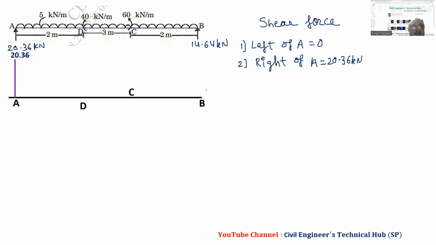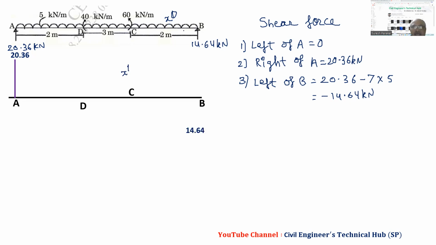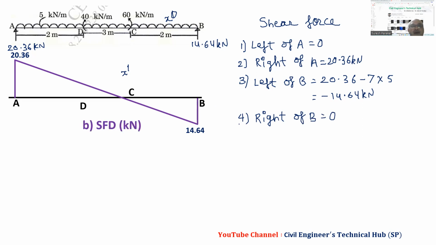So we have 20.36 kilonewtons. And then directly we have left of B, because we are not going to find it at the point of couples, since moments are not considered. Therefore we have directly left of B: 20.36 minus 7 into 5, so minus 14.64 kilonewton. As it is UDL, the loading is x to the power 0, so we are going to get x to the power 1 for the shear force. And then we have right of B, and it is 0. So simple, right of B it is 0.